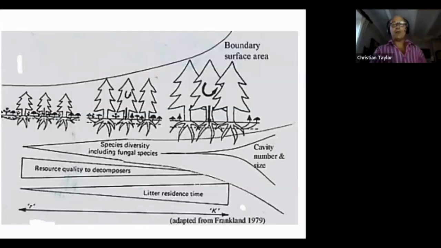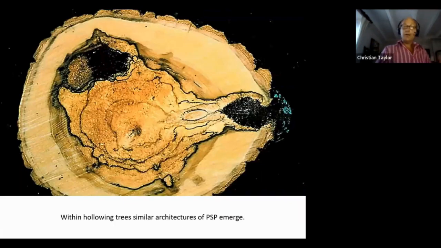So when we think about how that might work with forest succession, in terms of theory, we could add the idea of cavity number and cavity size distribution within the idea of a classical forest succession. So that's a nice potential addition in terms of what fungi are doing. And of course, we need to also think now about hollowing processes. Fungi are well known for creating hollow trees, and so we often find a lot of PSP inside hollow trees.